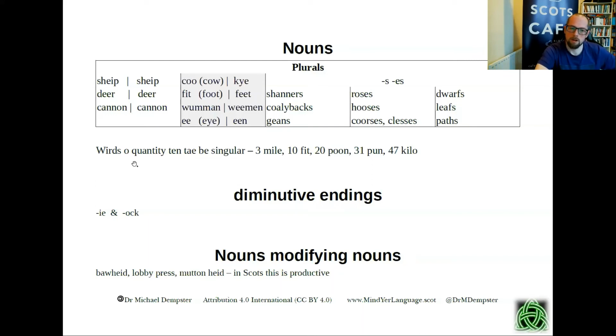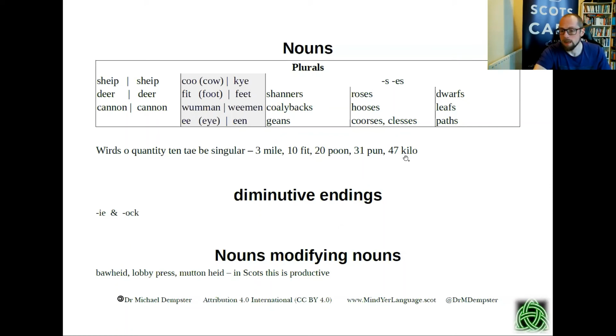So we've got that. Words of quantity will only go to plural in Scots. They tend to be singular. So you would say 3 mile, 10 foot high, geese 20 pound. That wain weighs 31 pun now, right? So pun and pun diverge in Scots. The weight's pun, the money's pun.